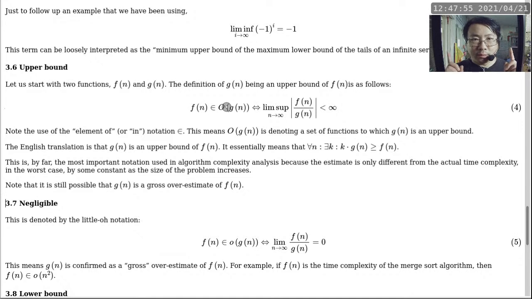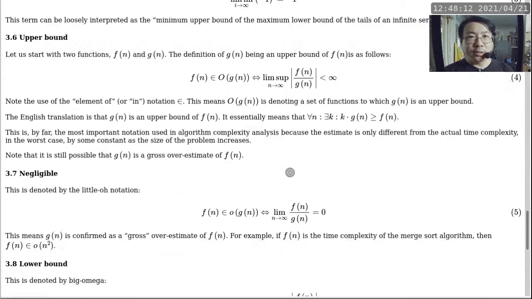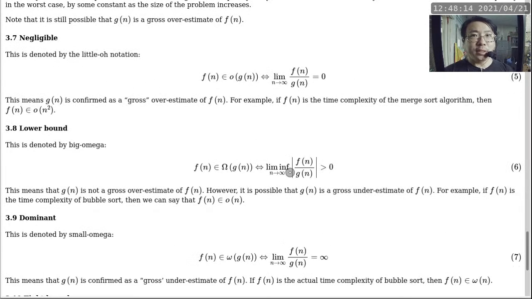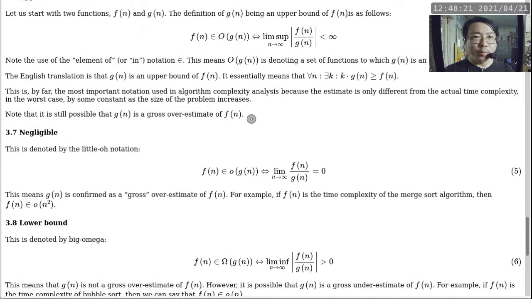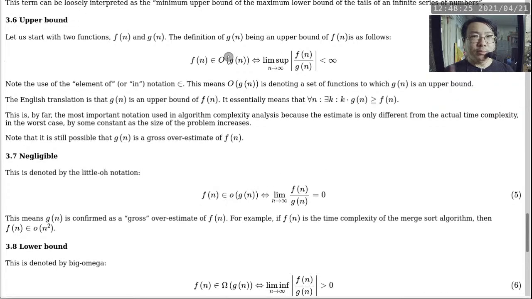an overestimate? Is it an upper bound? Not overestimate. Is it an upper bound? That's what big O is saying. If one thing is the upper bound of something else, then big O applies. Little o, on the other hand, is more restrictive because it's asking, is it a gross overestimate? If it is a gross overestimate, it is automatically an upper bound. So everything that is in little o is also in big O, but not the other way around.